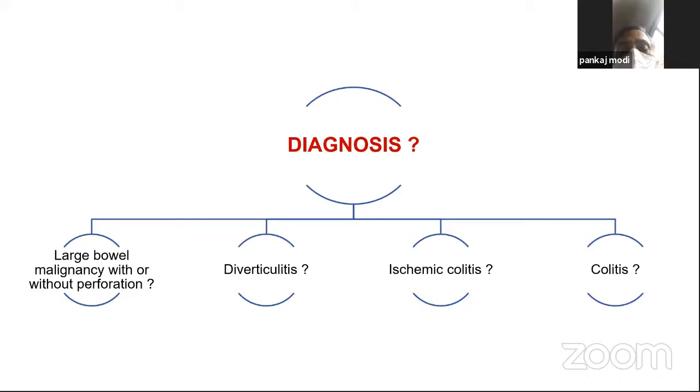So why did you put all these diagnoses? First I kept large bowel malignancy with or without perforation because the clinical presentation was mainly suggestive of obstruction, but on examination the patient had a large palpable lump with guarding over the left lumbar region and hypochondrium, so it could mostly be perforated. That's why I kept my first diagnosis as large bowel malignancy with or without perforation.